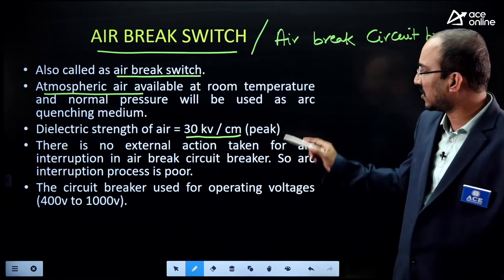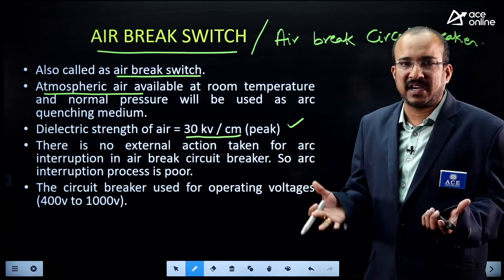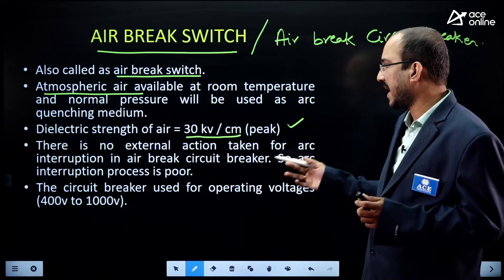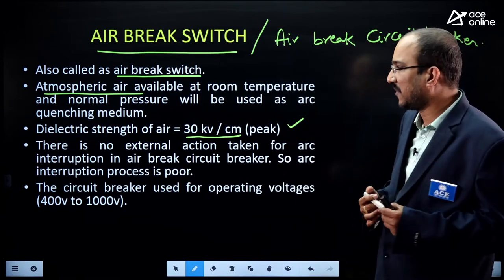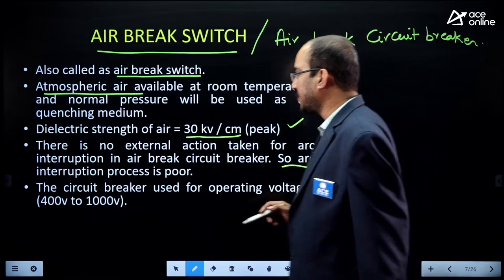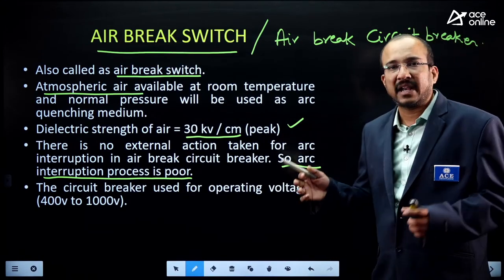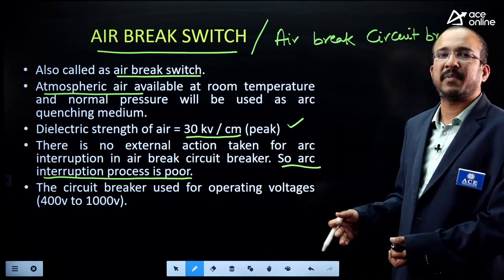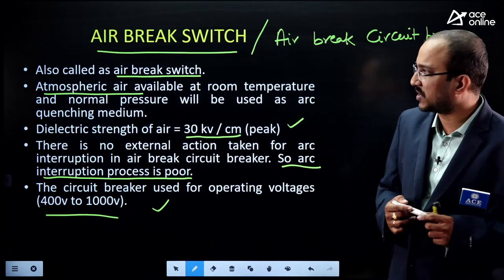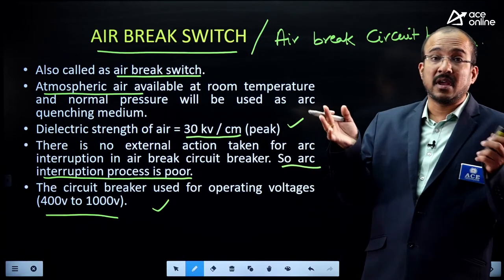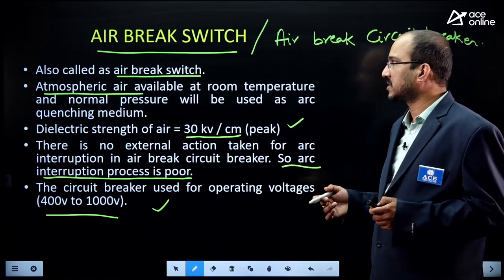What is the dielectric strength of air? Generally, you may get this question. It is 30 kilovolt per centimeter, peak magnitude. As no external pressure is applied, the arc quenching process will be poor because room temperature air is used. That's why we cannot recommend this breaker for very high voltage levels. It is used in the 400 volts to 1000 volts range. That is the limitation of the air brake switch.